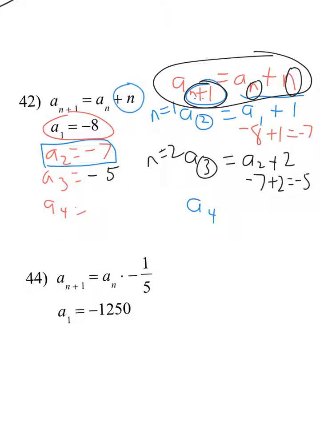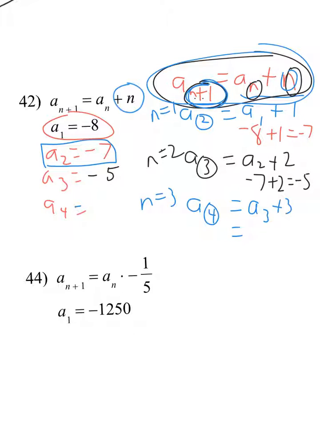Now I got to find A4. Okay, that's my next term that I need to find. Go back to your recursive formula. In order to get a 4 down here, n plus 1 has to equal 4, or what plus 1 is 4? N is 3. So I'm going to take A3, and I'm going to add 3 this time because n is 3. Well, A3 was negative 5. I'm going to add 3, so that will equal negative 2. And there's my first 4 terms. And let's write them with commas separating them. Negative 8, negative 7, negative 5, negative 2.